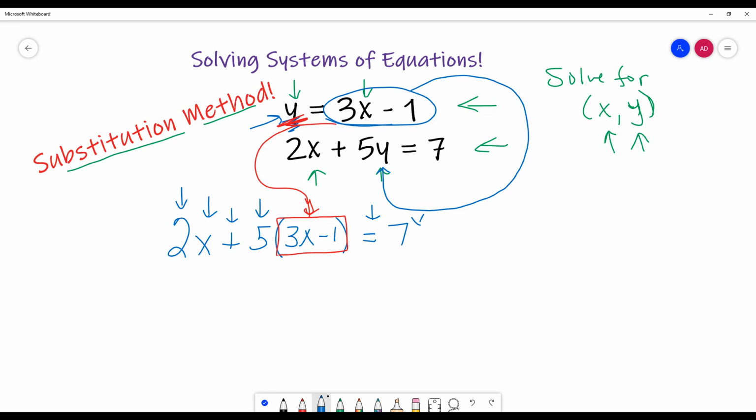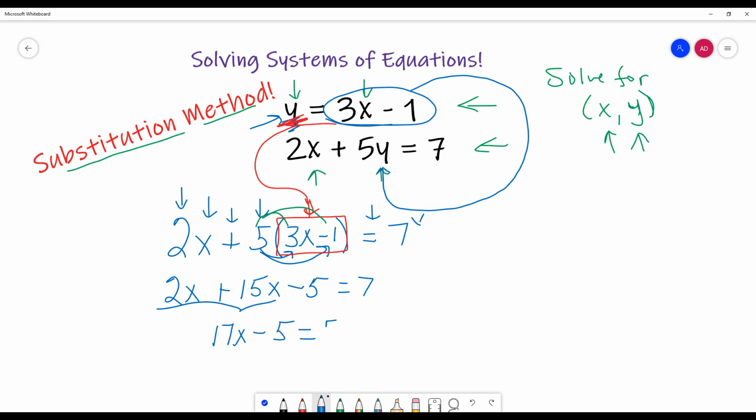Now, I'm sure many of you are already kicking this thing out, right? Because you've got the distributive property happening. So I have a 2x plus a 15x minus 5. Now, please, please, please note that 5 gets distributed to the 3x and the negative 1. That's why the 5 is a negative. I know, super exciting. So this is going to give me 17x when I combine like terms. 17x minus 5 equals 7.